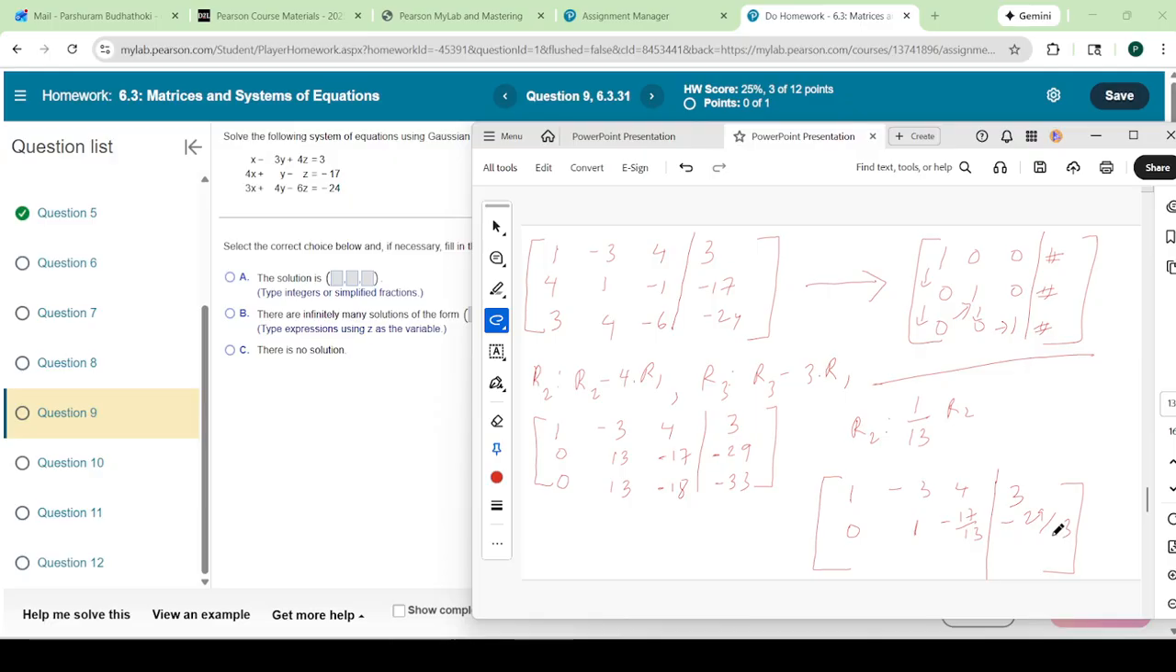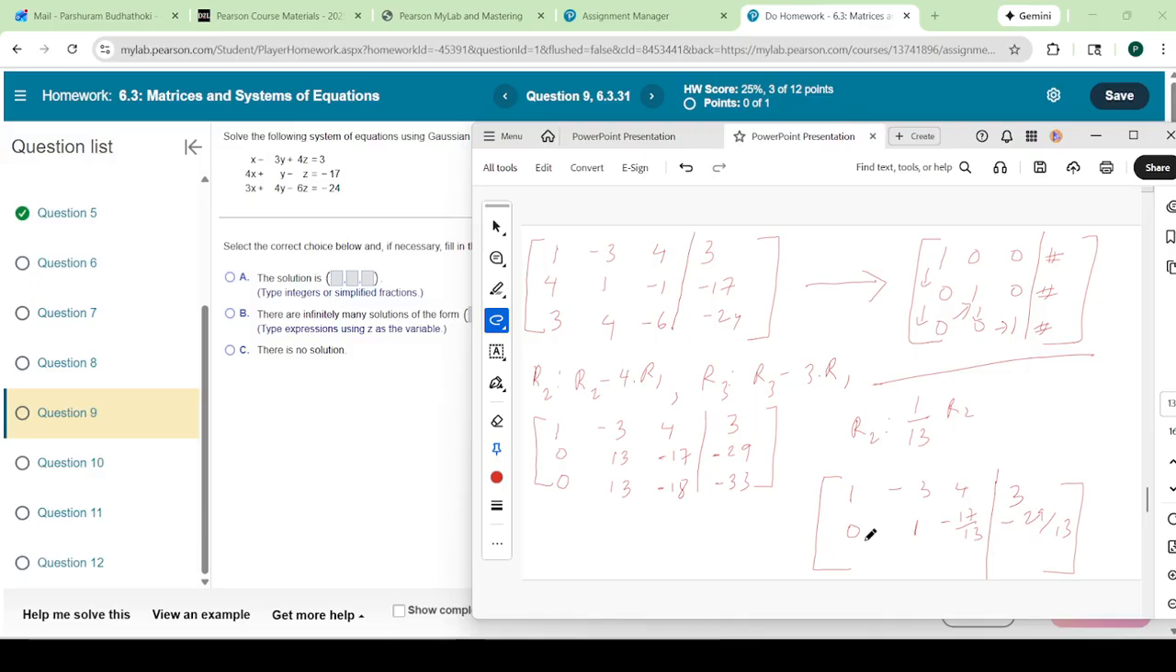So 4 minus 4 is 0. 1 plus 12 is 13. Negative 1 minus 16 is negative 17. Negative 17 minus 12 is negative 29. Similarly, 3 minus 3 is 0. 4 plus 9 is 13. Negative 6 minus 12 is negative 18. Negative 24 minus 9 is negative 33. So that looks right. If you divide, this is the one you get.